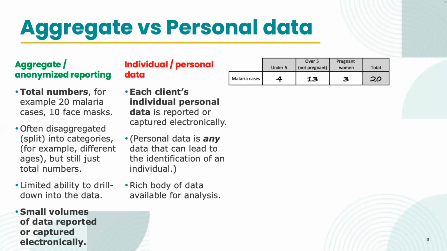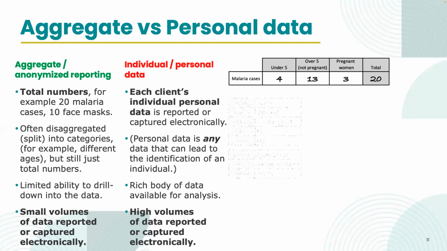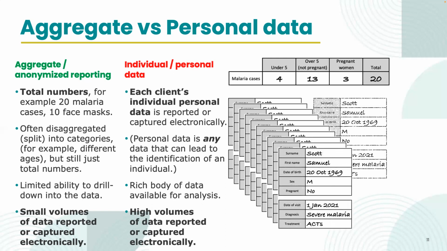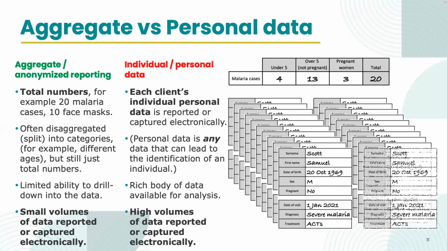With an aggregate system, very small volumes of data are captured and reported. For example, we can see here, there are literally just 4 items of data that are collected on malaria cases. That's all that will be captured in the HMIS. For the same 20 malaria cases, if we're talking about an individual client level system, we have to capture all of these different data points for 20 individual clients. So as you can see, for those same 20 malaria patients, we're now talking about hundreds of data points that need to be captured or reported upwards.